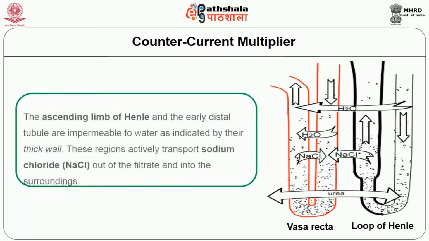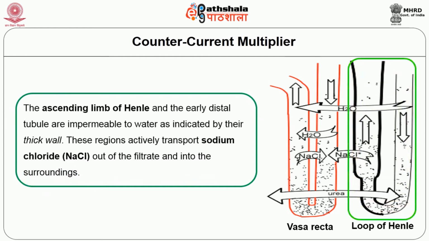The ascending limb of Henle at the early distal tubule is impermeable to water, as indicated by the thick wall. These regions actively transport sodium chloride out of the filtrate and into the surroundings. The asterisk in the block arrow indicates that a more complex mechanism is involved, but the net effect is that only sodium chloride is moved out of the filtrate.